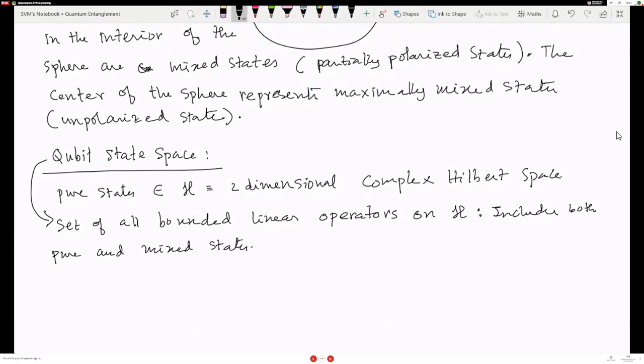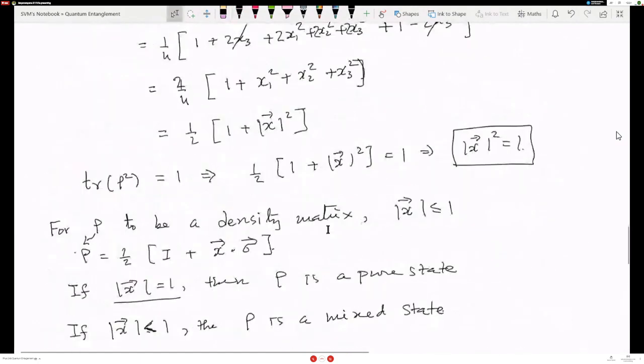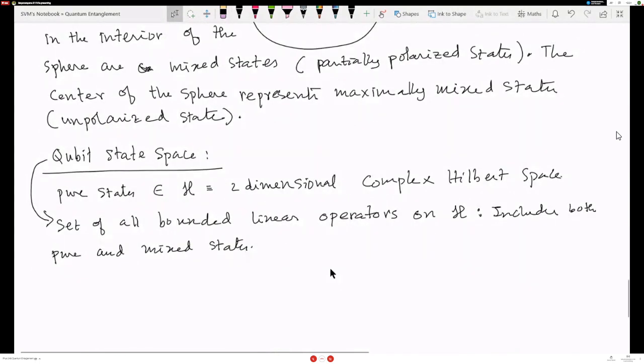Okay, so this is about pure states and mixed states. So what is the maximally mixed state? The maximally mixed state, rho, corresponds to the center. Center means x1, x2, x3 are 0, 0, 0. So essentially rho is equal to half identity is the maximally mixed state.